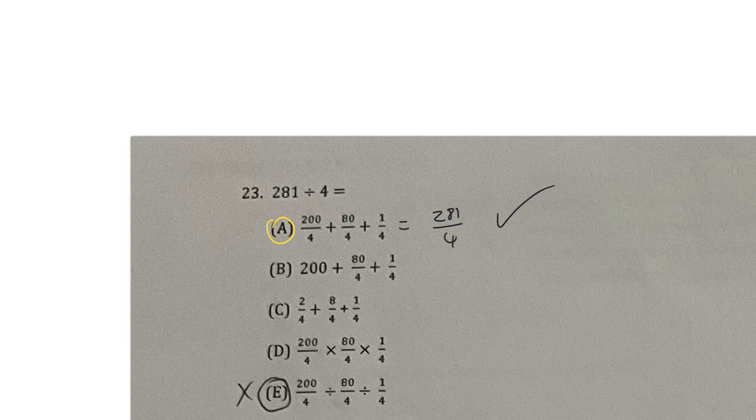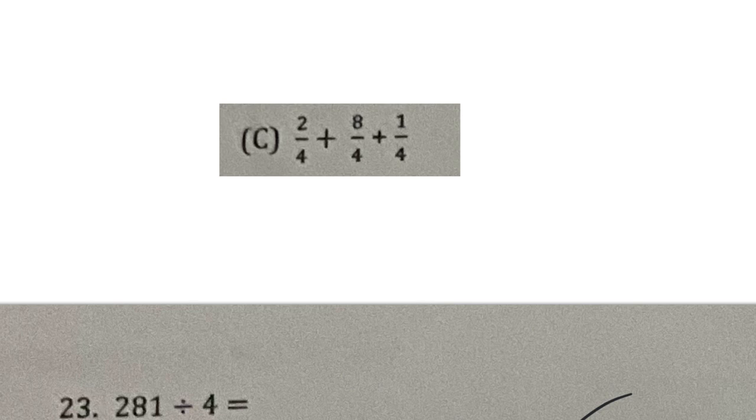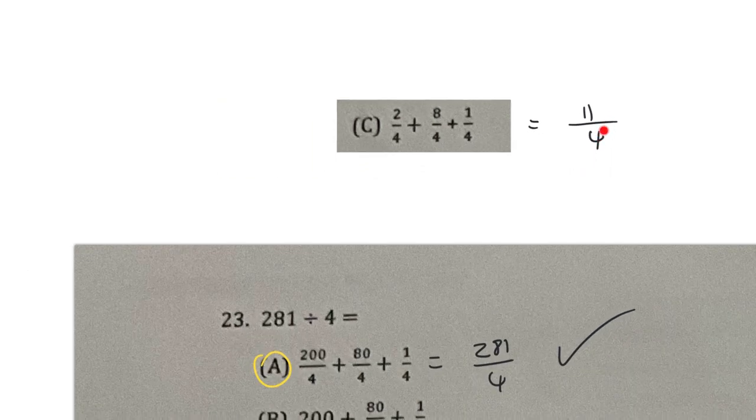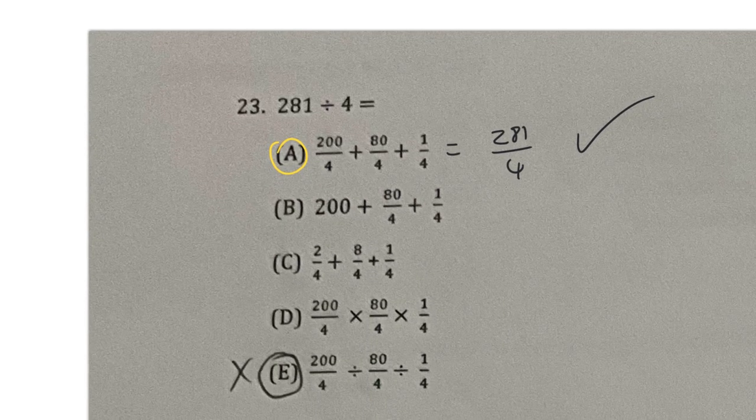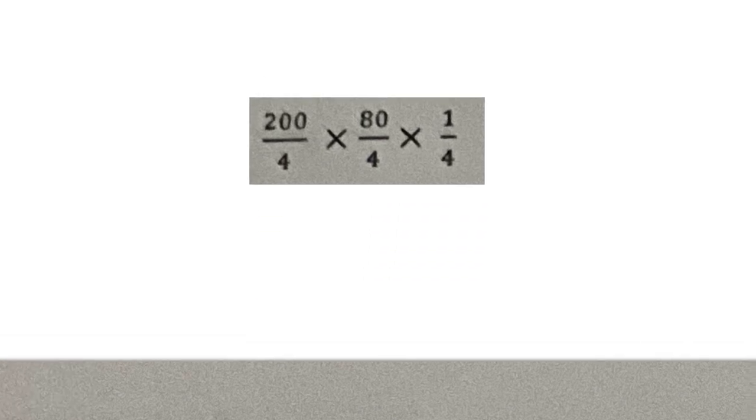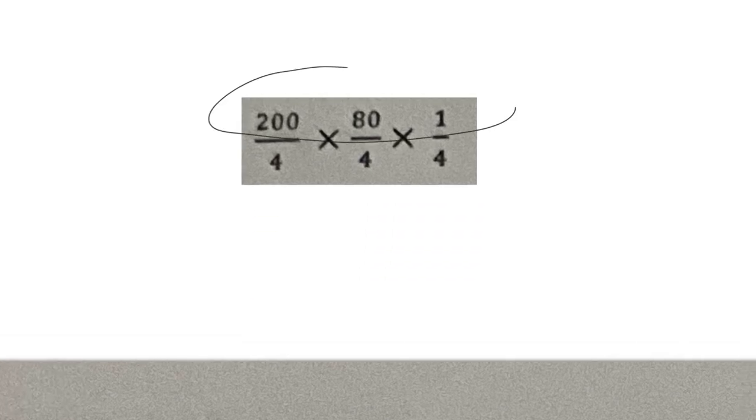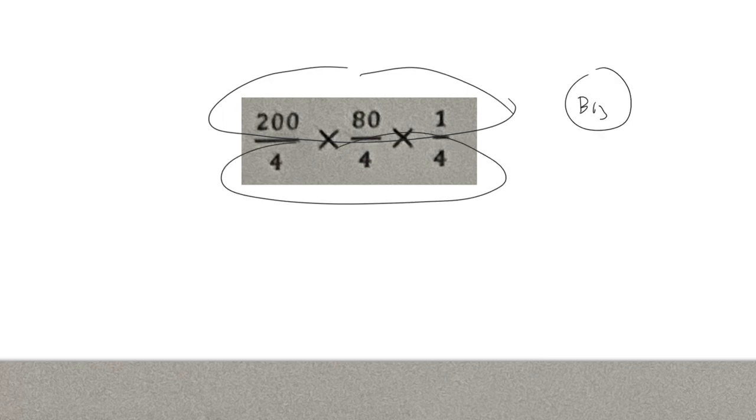Looking at answer choice C, that would literally just be a matter of adding the numerators, giving us 11 up top, and that's much like saying 11 divided by 4, whereas we're really looking for 281 divided by 4. Looking at answer choice D, so that right there would be a matter of multiplying everything across the top, which would give us a big number, and then multiplying everything down below, which would be 4 times 4 times 4, which I know is 64.